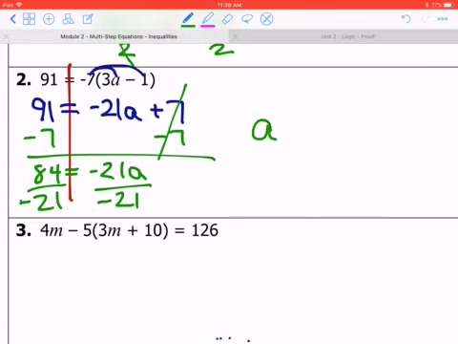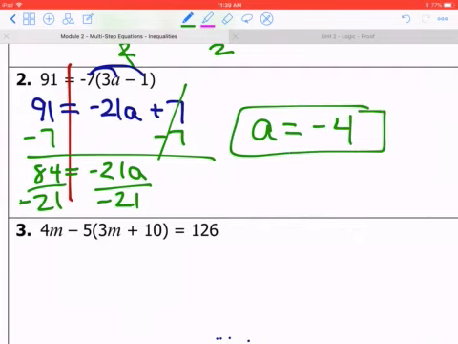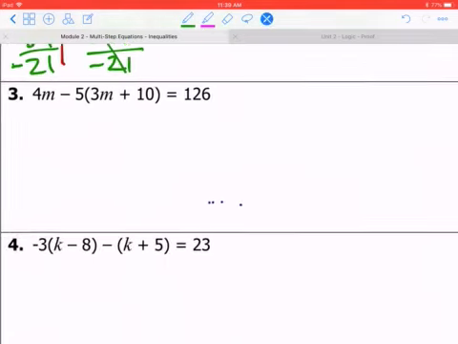And when I do that, a equals 84 divided by negative 21, which is going to give me a -4. If you need to plug that into your calculator, that's fine. Oh, remember, these canceled. I forgot to cancel that out for you. So that's how I got left with just a. Okay? Let's try another one. Let's look at number 3.